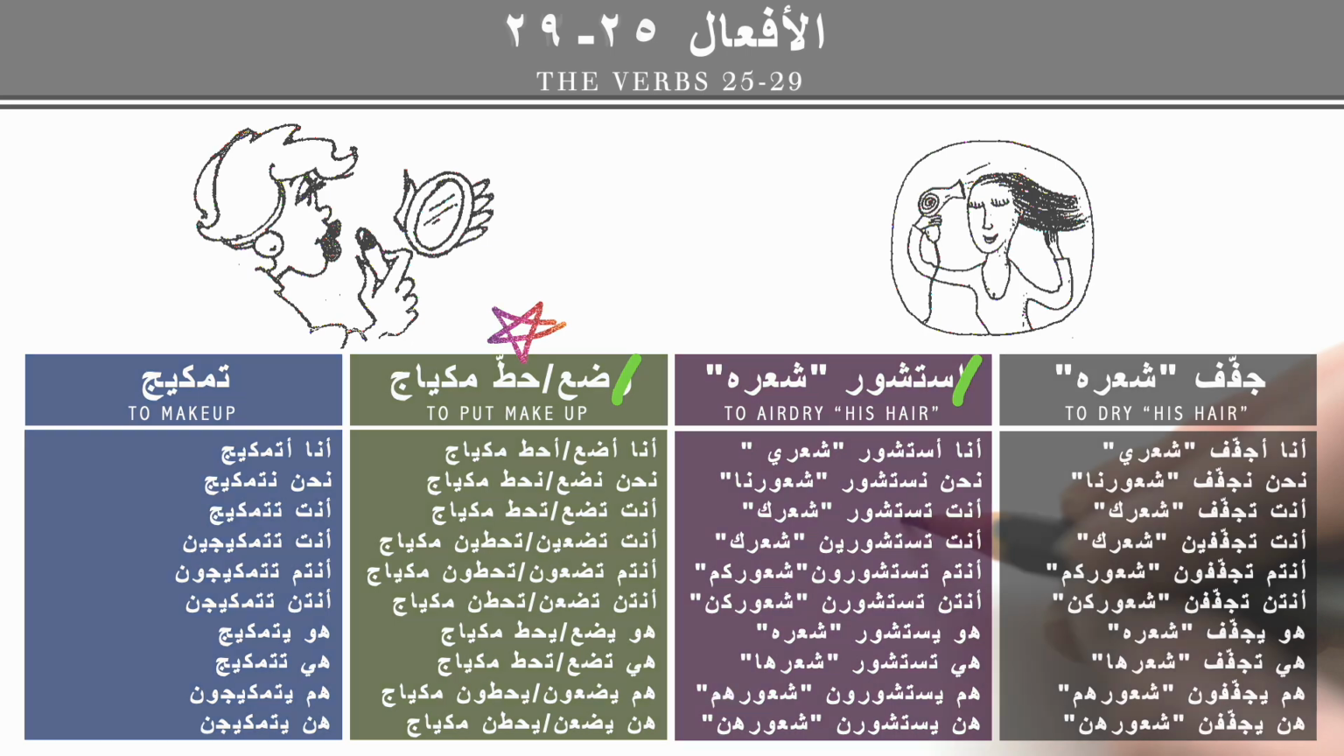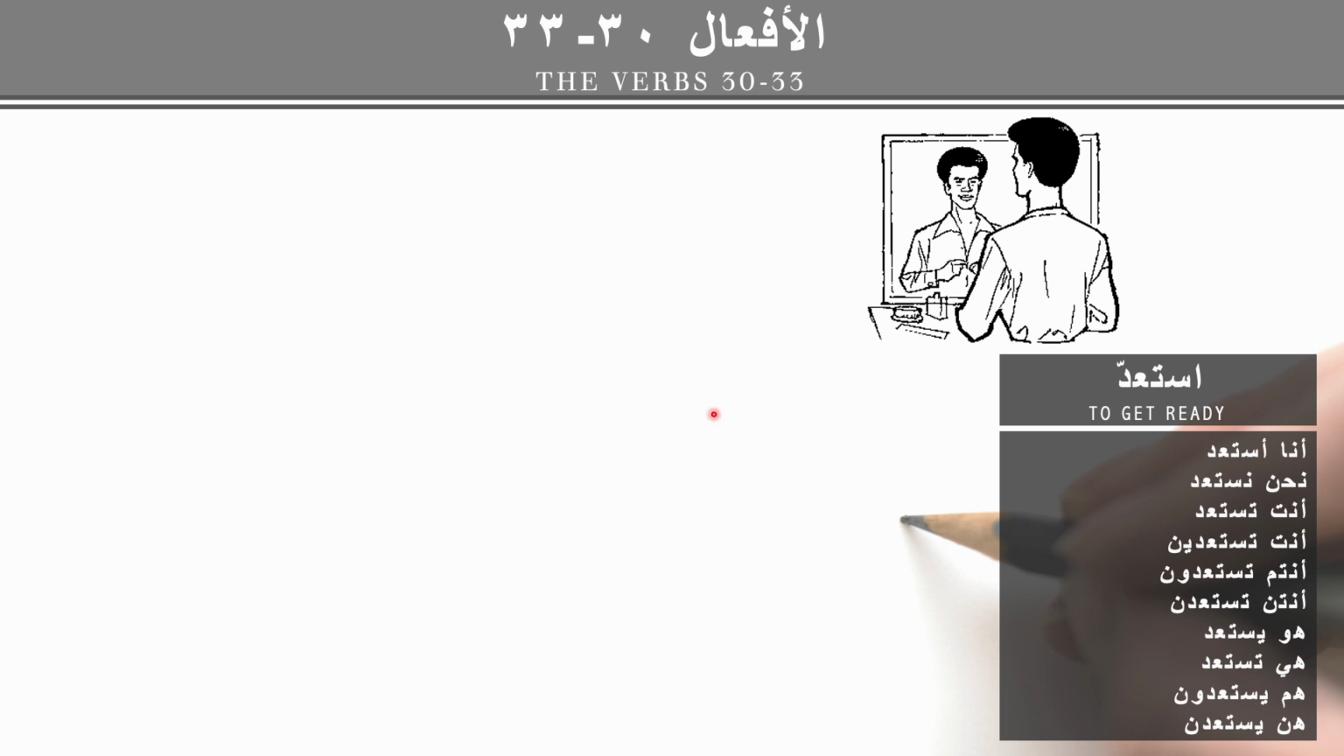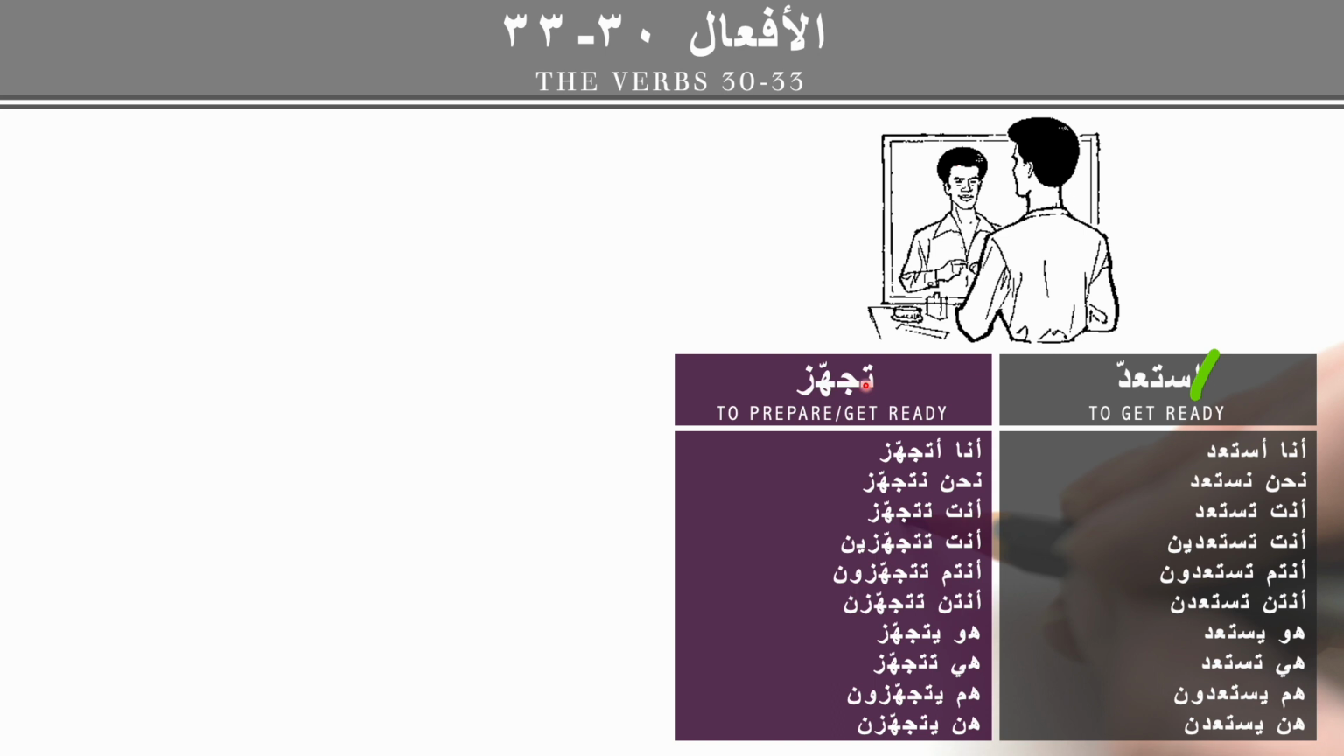So let's move to the next one, which is about getting ready. There are different ways to say to get ready. The first way is to say استعد. Keep in mind this استعد starts with an extra alif, so before conjugating we remove it, then we conjugate. The next verb is تجهز. تجهز means to prepare or to get ready.